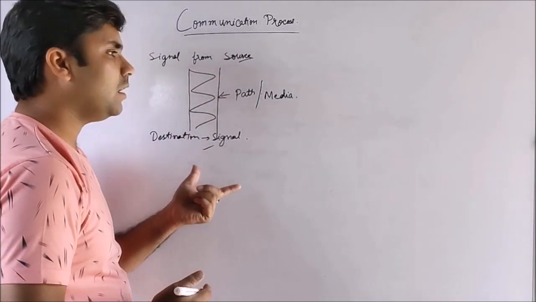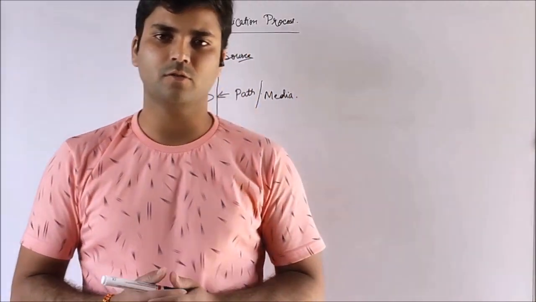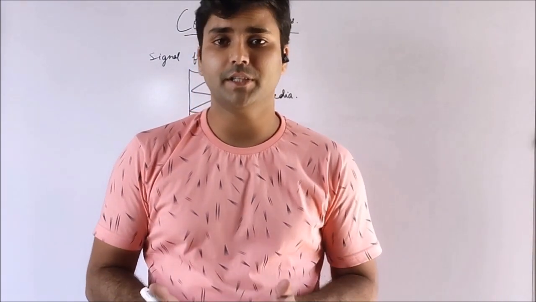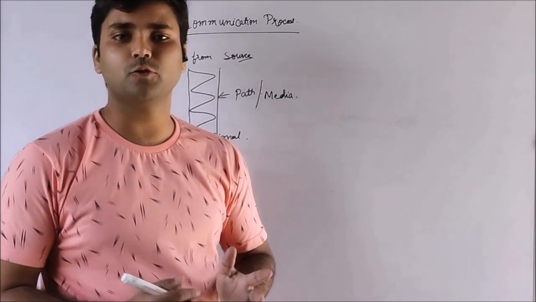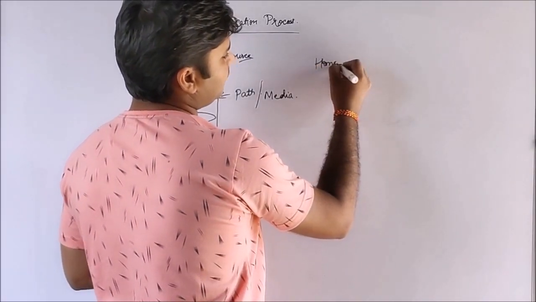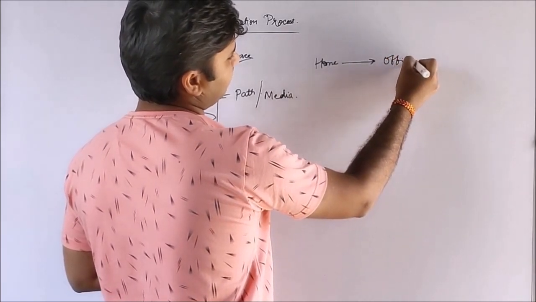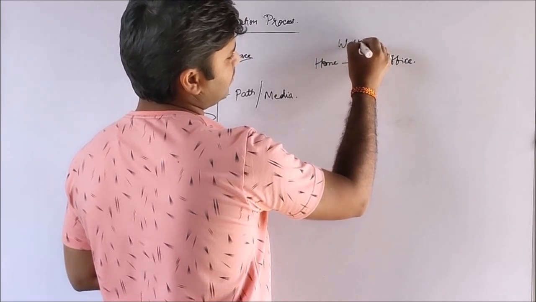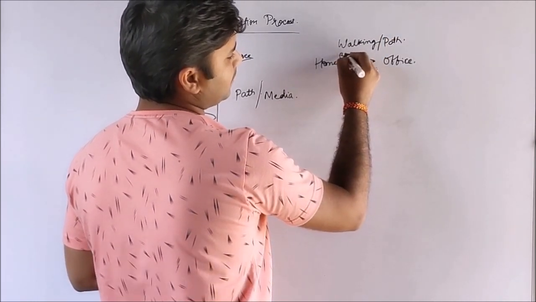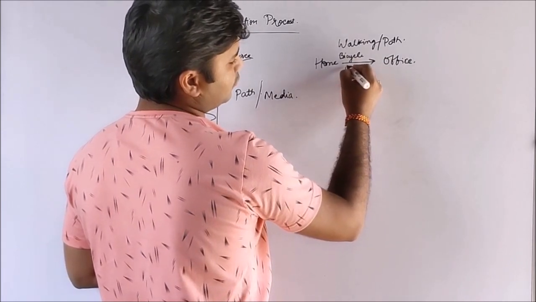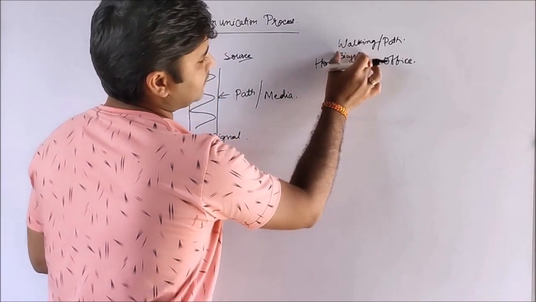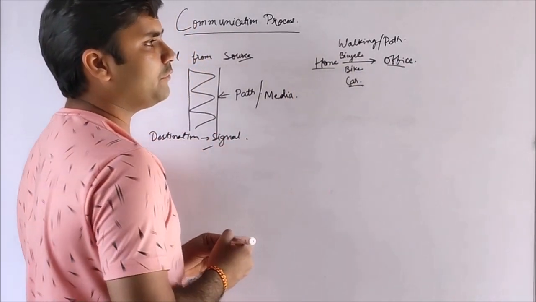You can understand this with a general example also. Suppose you want to go from your home to your office. You will obviously need some media, some path to reach your office, isn't it? If you are leaving your home for the office, you will choose either walking, for which you need a path, or you can go by bicycle, motorbike, or car. So there is a media, a path, to take you from home to office.